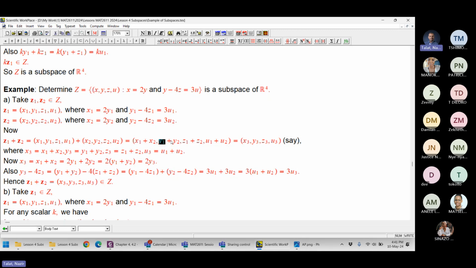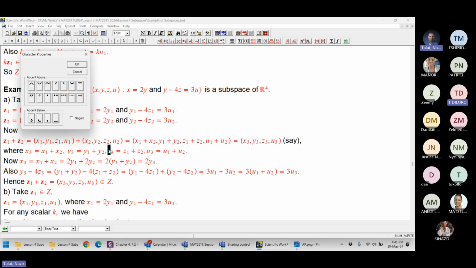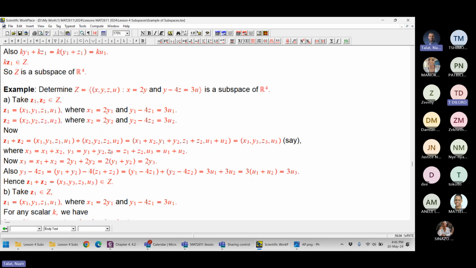y1 plus y2 we call y3. Remember that y1 plus y2 is y3 over here. Similarly, we saw here that x3 is equal to 2 times y3. So this relation is satisfied: the first element is equal to 2 times the second component. So x3 is equal to 2y3.